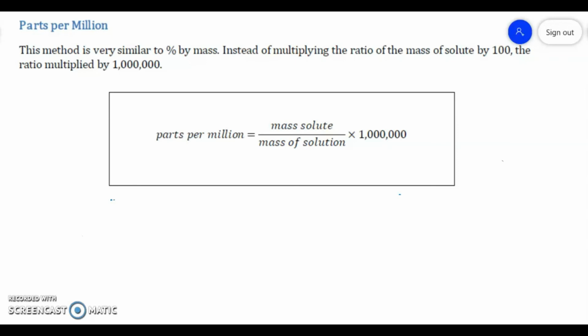Next we have the parts per million. This method is very similar to percent by mass. Instead of multiplying the ratio of the mass of the solute by 100, the ratio is multiplied by 1 million. That's why it's called parts per million. The formula is also very similar to the percent by mass: parts per million equals the mass of solute divided by the mass of solution times 1 million.